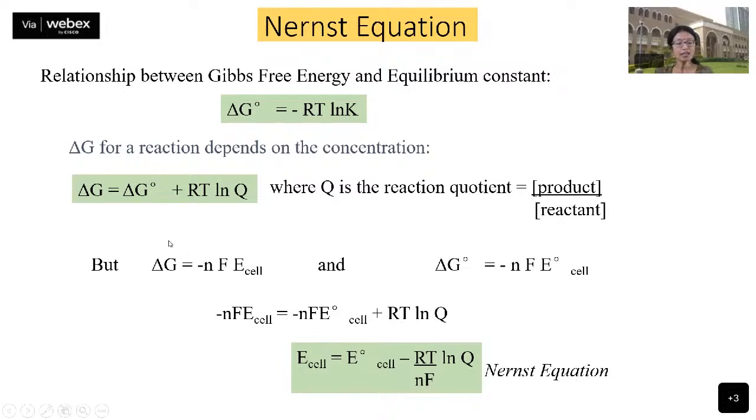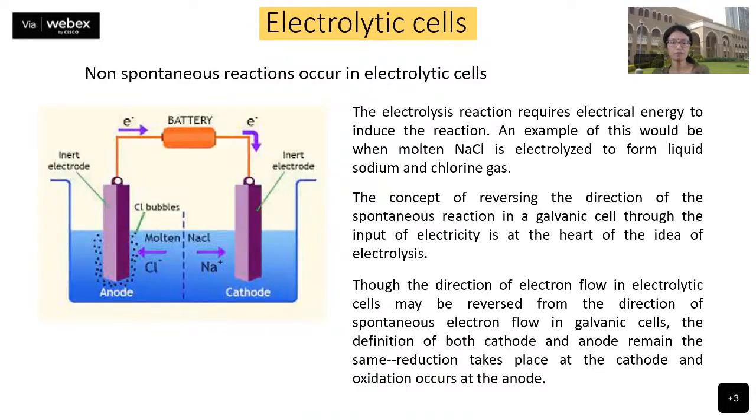But if you are actually substituting this delta G by E cell, then you have this particular equation where E cell is equal to E0 cell minus RT/nF ln Q, which is nothing but your Nernst equation.